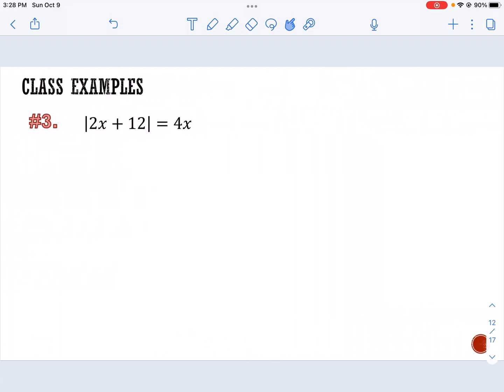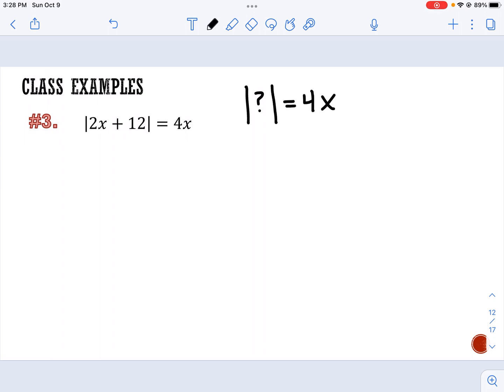We've got something like number 3. The absolute value of 2x plus 12 is equal to 4x. Well, don't get alarmed with this. The same idea applies, right? We first want to isolate our absolute value expression. And in this case, it's already isolated, which is nice. So I'm simply saying the absolute value of something has to be equal to 4x.